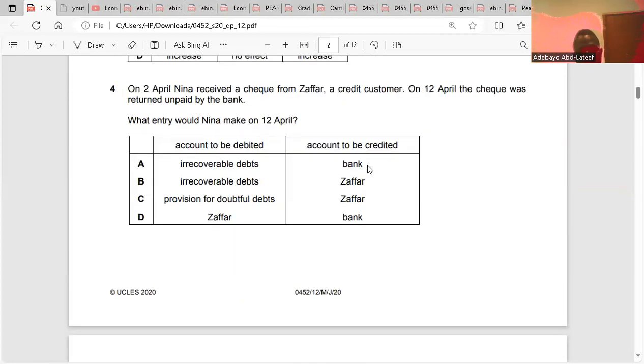Question 4. On 2nd of April, Nina received a check from Sava, a credit customer. On 12th of April, the check was returned unpaid by the bank. That is a dishonored check. A dishonored check will have a debit balance. Do you understand? In your cash book, a dishonored check is always on the debit side of your cash book. So the bank is giving it back, so the bank will have the credit. Clear? Question 4, that's D.